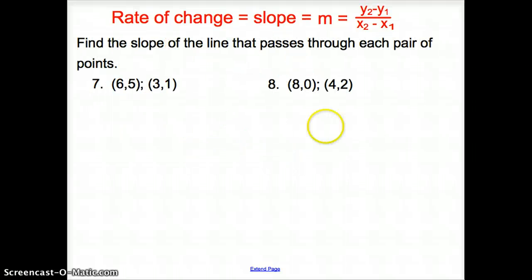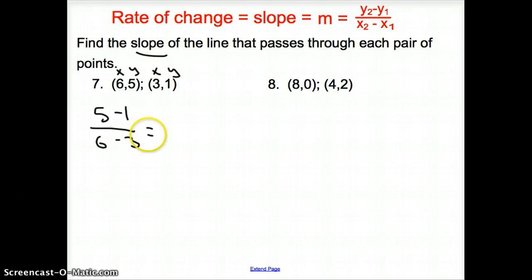Let's try two more examples here before you get to your assignment. Again, now we're just given 2 points, and we're asked to find the slope of the line that passes through each of these points. Well, again, we have x, y, x, y. Using our equation, I'm using this point first, so I have 5 minus 1 over, go back to this same point, 6 minus 3, simplify, 4 over 3, positive, so our slope is 4/3, our m is 4/3.